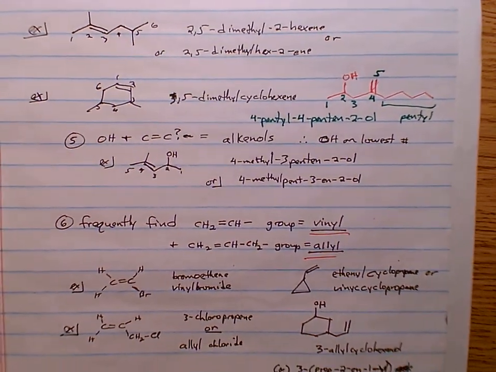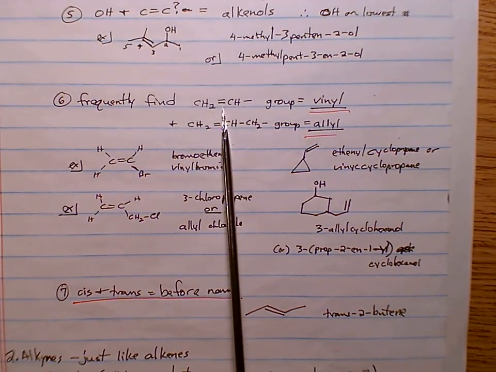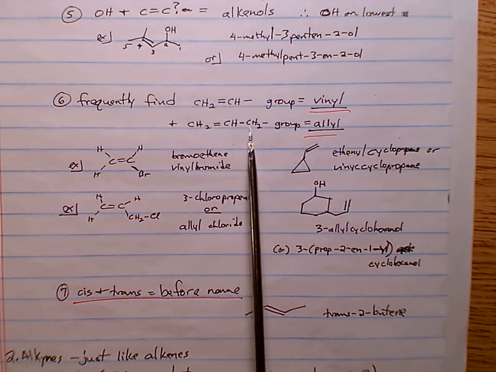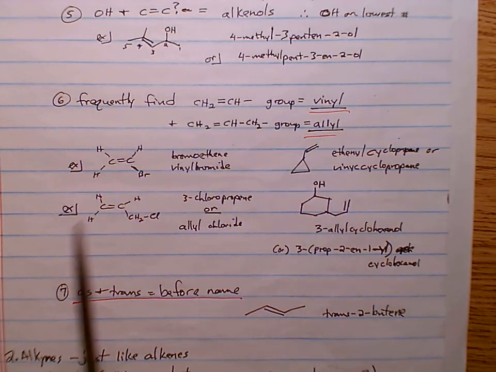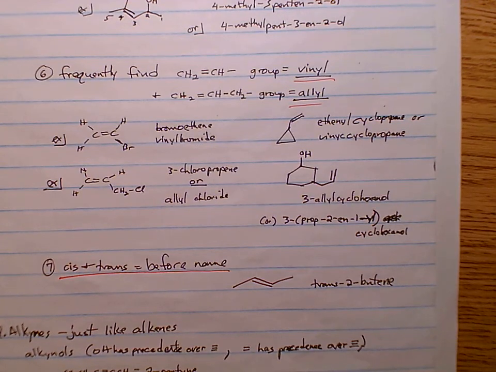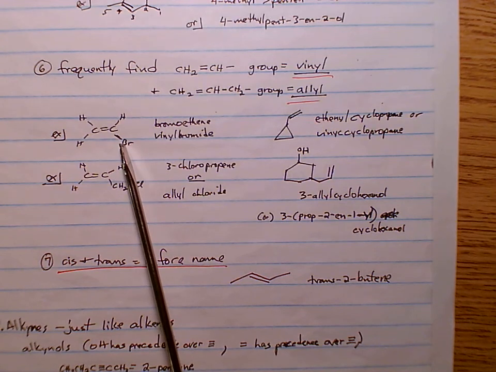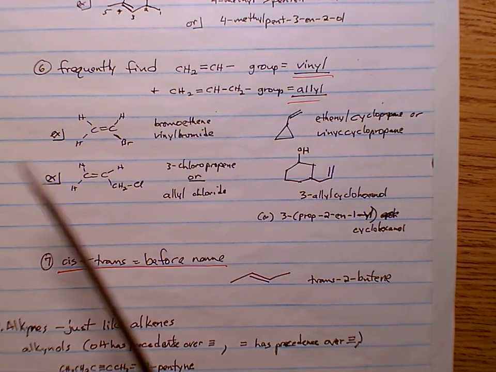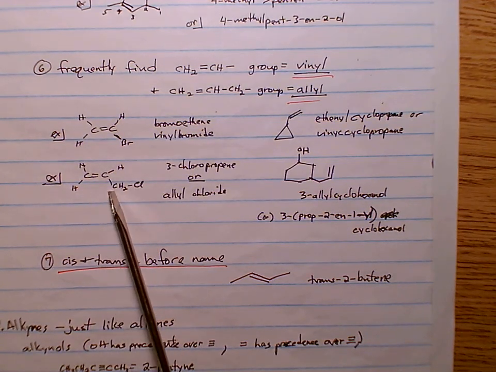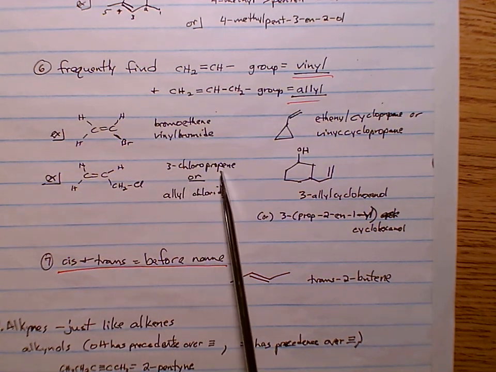All right. Other frequently found things with double bonds: just a CH2 double bond CH is called a vinyl group. A CH2 double bond CH, CH2 is called an allyl group, and we'll see these a lot more in organic too. We're not going to cover this too much, but you could call this bromoethene or vinyl bromide because the Br is on a vinyl group. And this is a chlorine on an allyl group, so you could call this allyl chloride, or IUPAC 3-chloropropene.